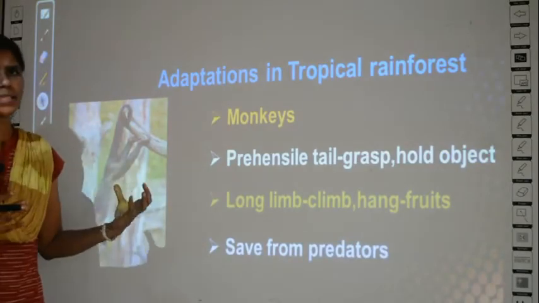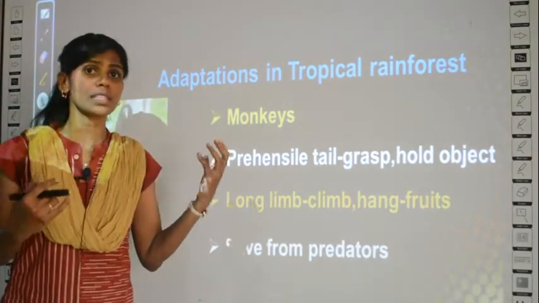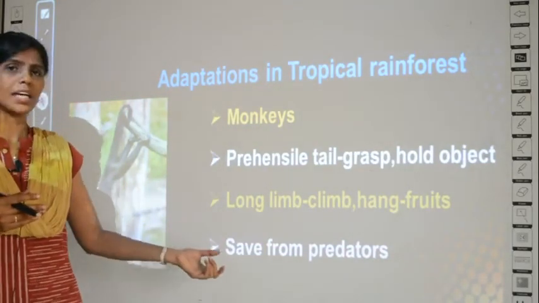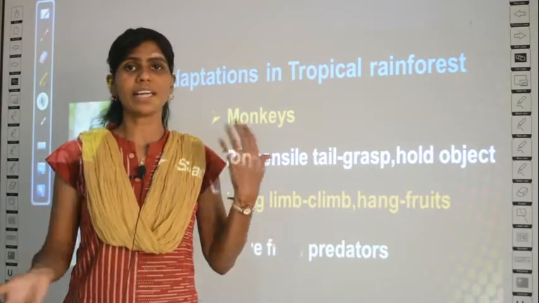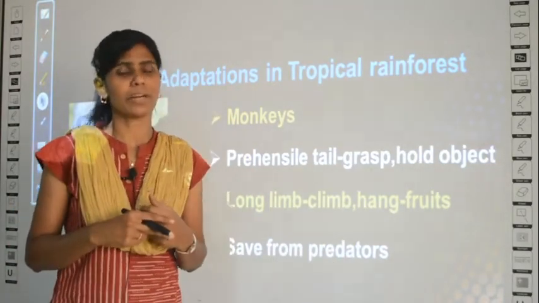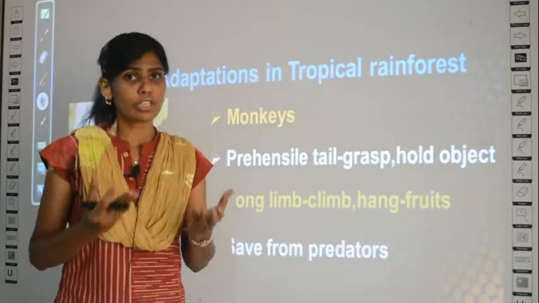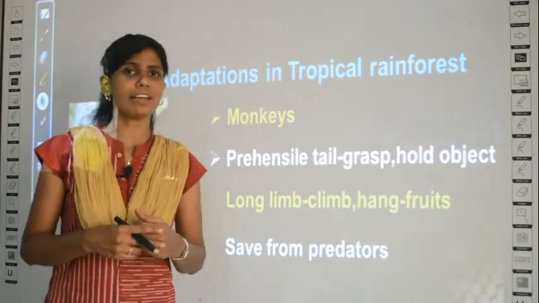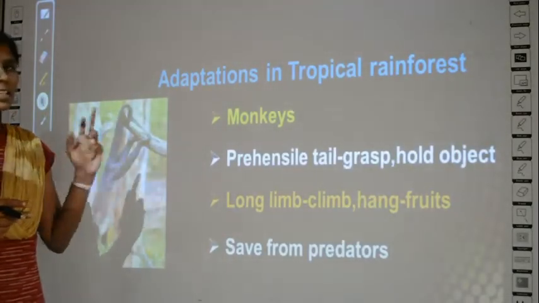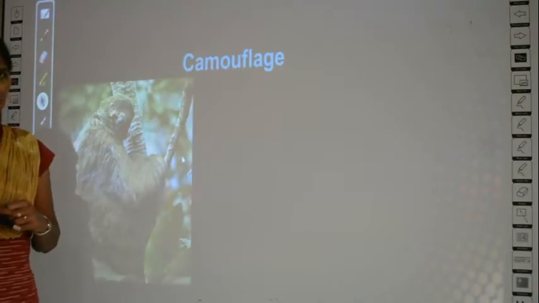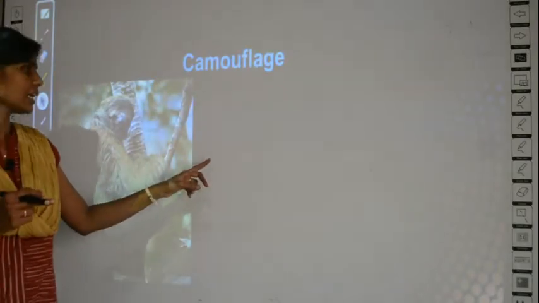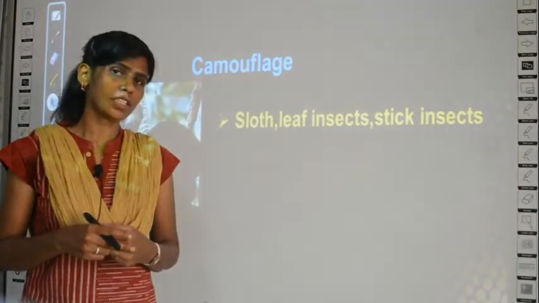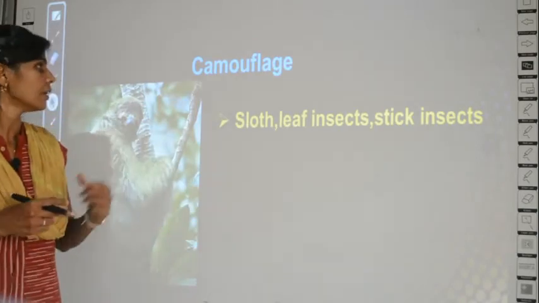And also, the long limbs and the prehensile tail help them to move about and escape from the predators. Who is a predator? Whichever animal can kill the monkey is called a predator. So the monkeys can fetch the food easily with the help of these properties or adaptations, and also they can escape easily from the predators. So this is the third example given in your textbook about the adaptations in animals, that is, monkeys in tropical rainforest. The last adaptation given in your textbook, the fourth example, is camouflage.